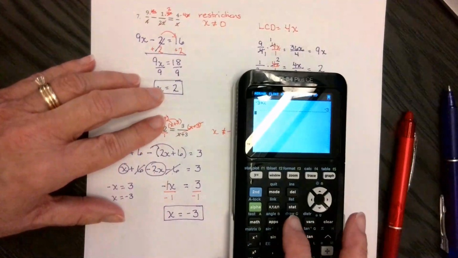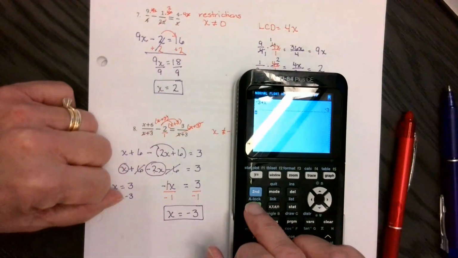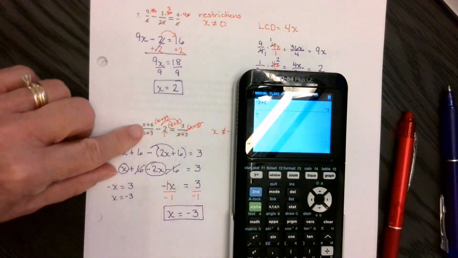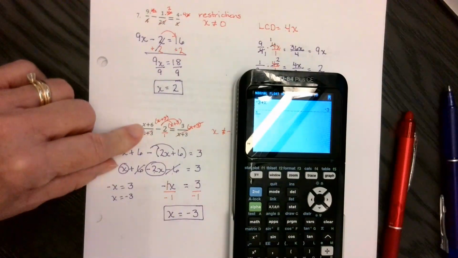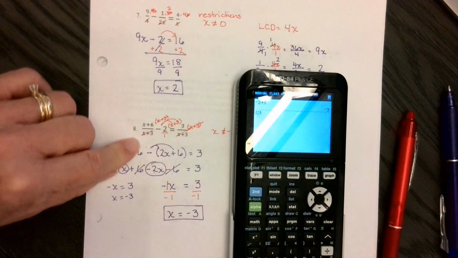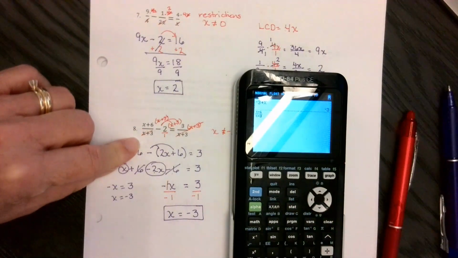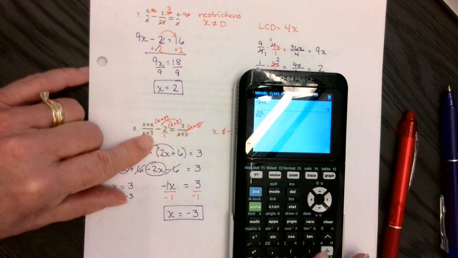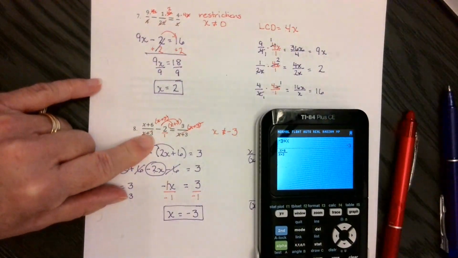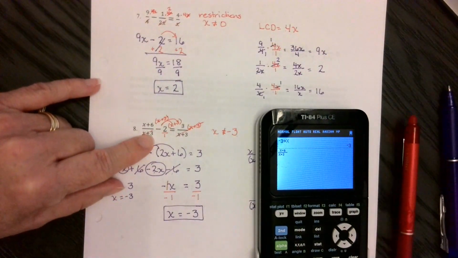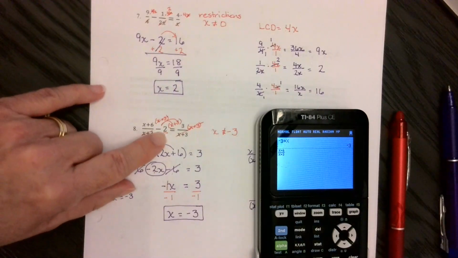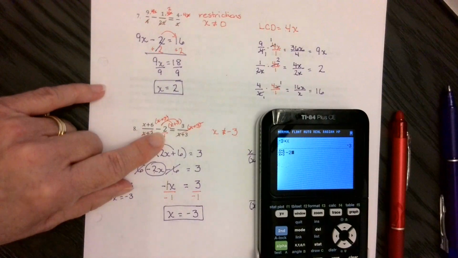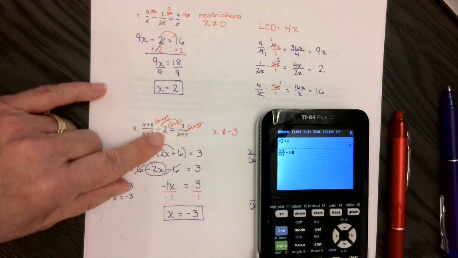Now, when you go to your fraction key, alpha F1, 1, and you do x plus 6 over x plus 3, and again, negative 3 plus 3 is going to give us 0. Okay, so that would make it undefined. But again, maybe you didn't see it. Minus, whoops, not plus, minus 2. When I hit enter, I'm going to get an error message.